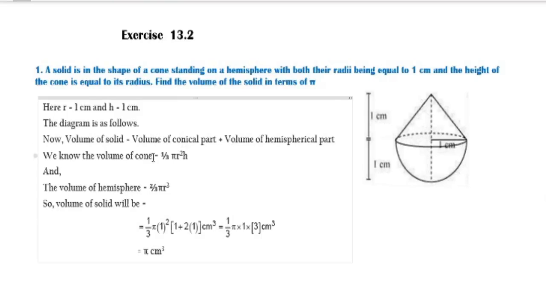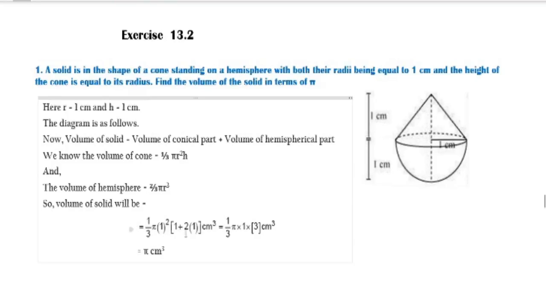We know the volume of a cone equals 1 by 3 pi r square h. This is the formula for finding the volume of a cone. And the volume of a hemisphere is 2 by 3 pi r cube. And then we can substitute these values. The volume of the solid will be the sum of these two volumes, that is 1 by 3 pi r square h plus 2 by 3 pi r cube.